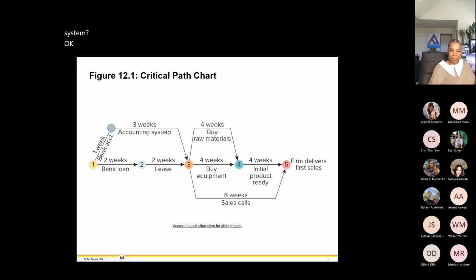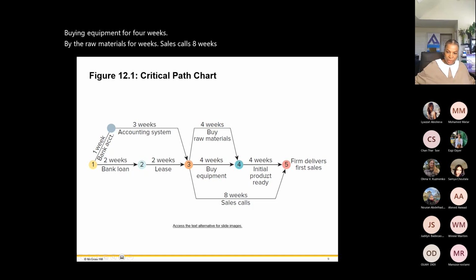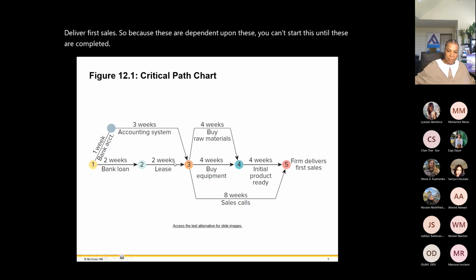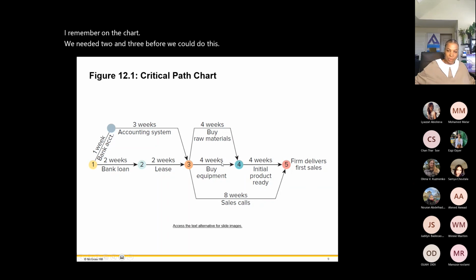Okay. All right, so we move on to task number 3, which is buying the equipment for 4 weeks, buy the raw materials 4 weeks, sales calls 8 weeks, initial product ready 4 weeks, deliver first sales. So because these are dependent upon these, you can't start this until these are completed. If you remember on the chart, we need 2 and 3 before we could do this. And it kind of shows you as you go through, which are dependent.